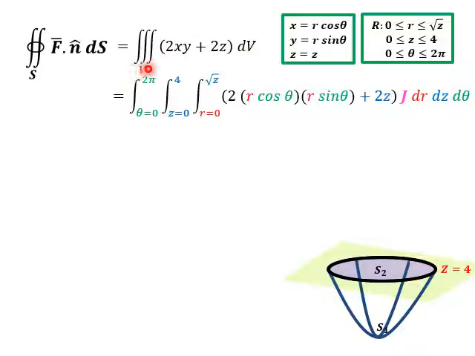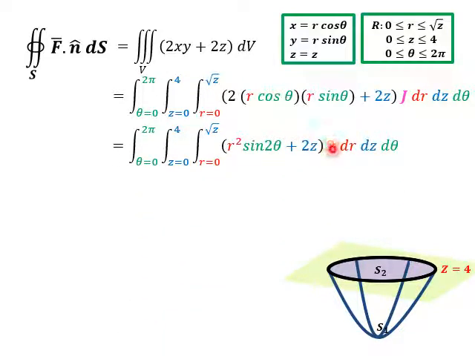Now the triple integral of 2 times r cos theta r sin theta plus 2z dV, which is dx dy dz, under this transformation becomes the integrand times Jacobian times dr dz d theta. Check the change of variables idea we have already discussed. Here the radial distance r varies from 0 to root z. It is having a variable bound. So first we have to integrate with respect to r, then with respect to z, then with respect to theta.